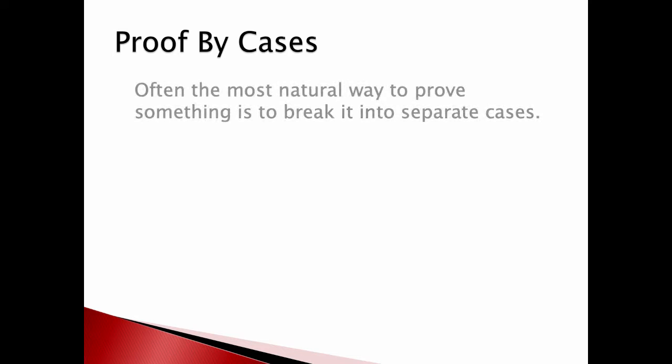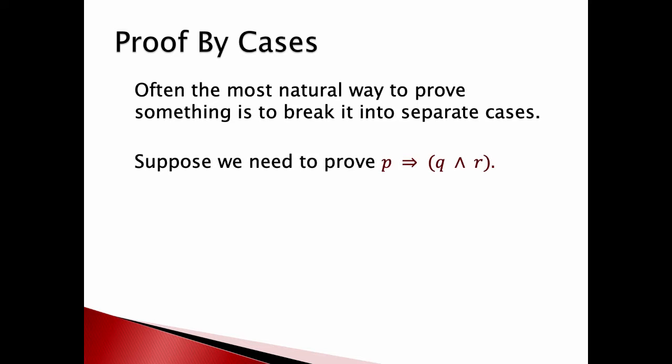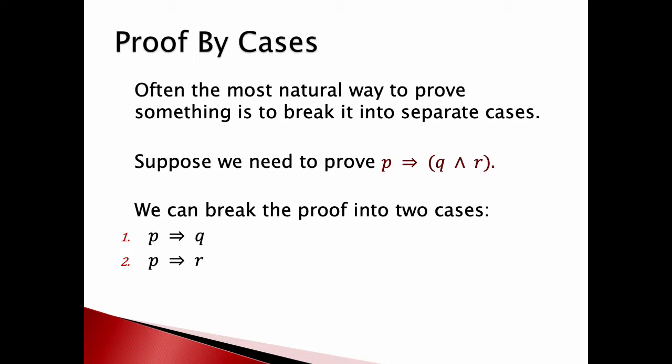Proof by cases. A lot of times the most natural way to prove something is to break it up into cases. For example, suppose you want to prove that P implies not just Q, but Q and R. Well, then you just break the proof down into two cases. P implies Q, and you do that one. Then you do P implies R. So simple enough. It's really a two-part proof. We're proving two different things, and we just do each piece separately.